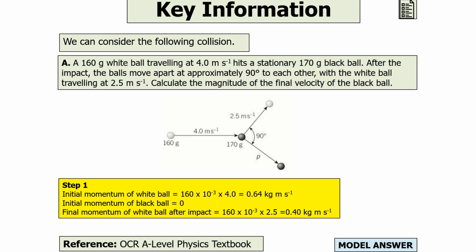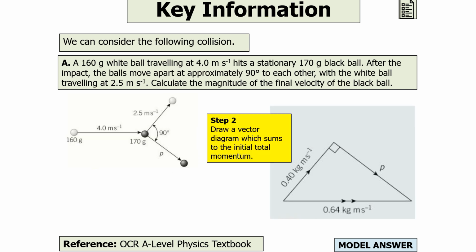So step 1 is to find the initial momentum of the white ball. So it's 160 times 10 to the minus 3 times 4, which is 0.64 kilogram meters per second. The initial momentum of the black ball is 0 because it's stationary. Now the final momentum of the white ball after the impact is 160 times 10 to the minus 3 times its new velocity, 2.5, which is 0.40 kilogram meters per second.